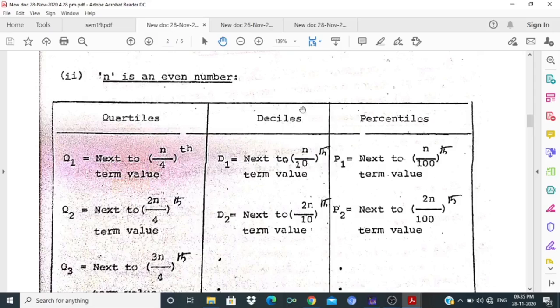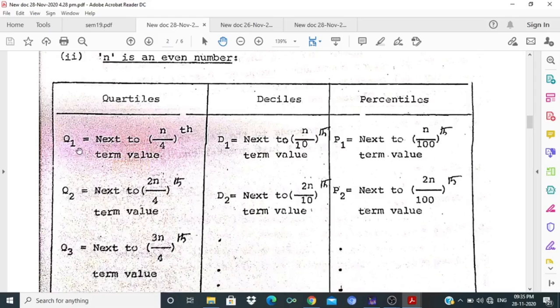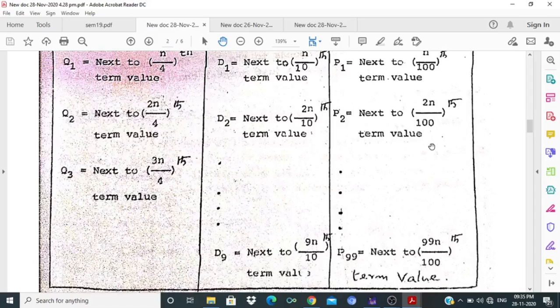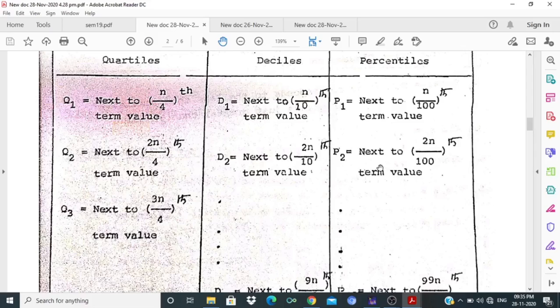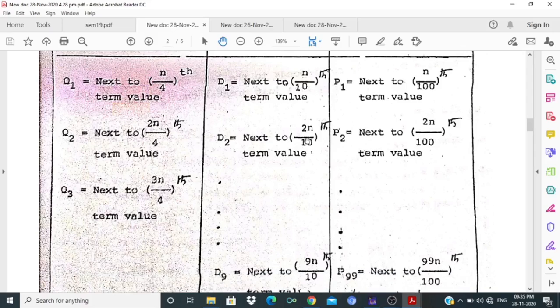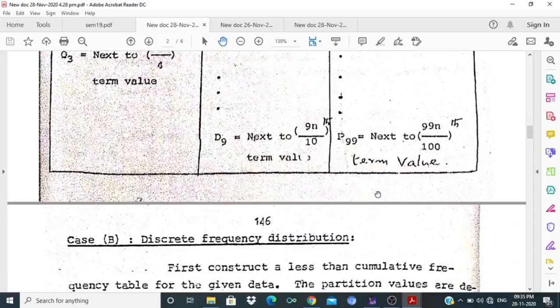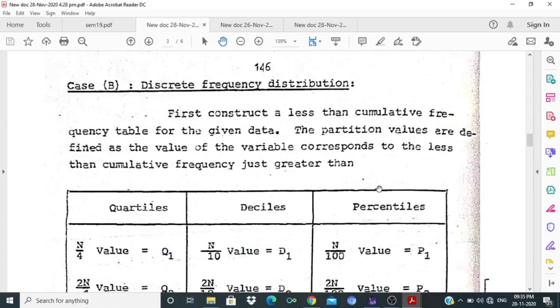In case n is an even number, Q1 is the value next to the n by 4th term value. Q2 is the value next to the 2n by 4th term. Q3 is the value next to the 3n by 4th term. Similarly, deciles are n by 10th and percentiles are n by 100th. In case of even, we just take the value next to the n by 4th term. D2 is the value next to the 2n by 10th term. Okay, this is for raw data.